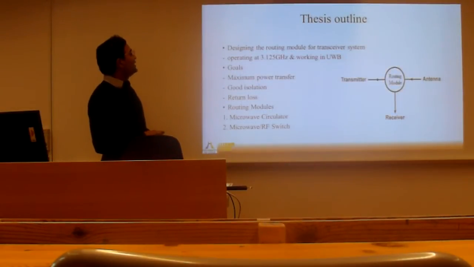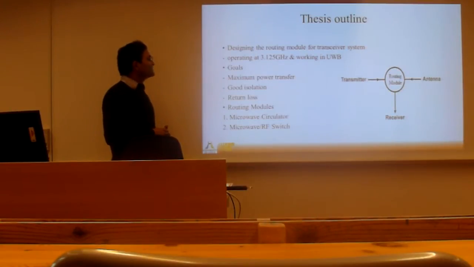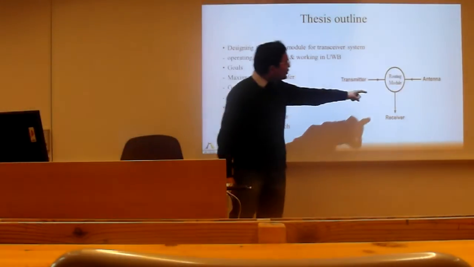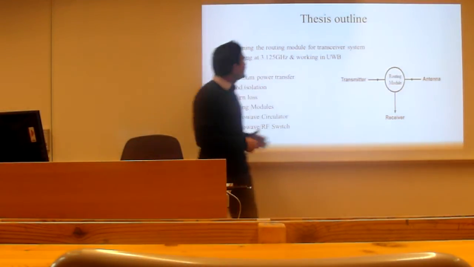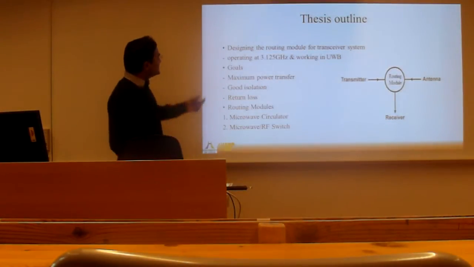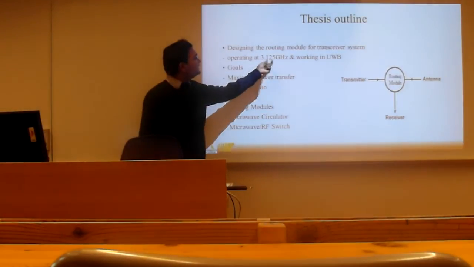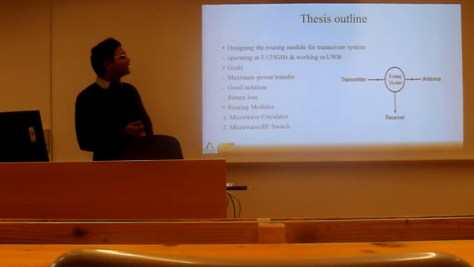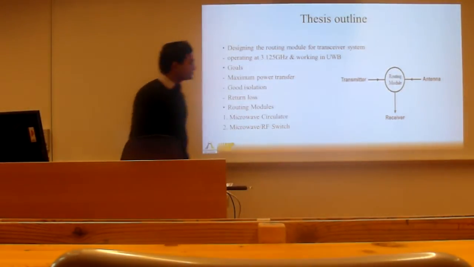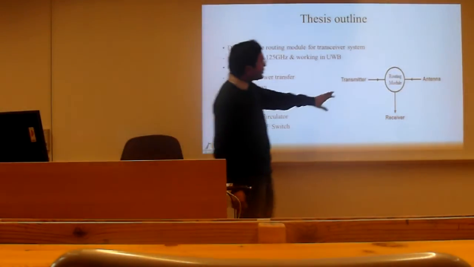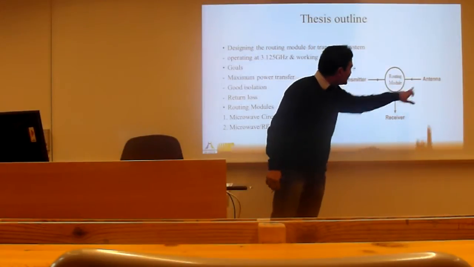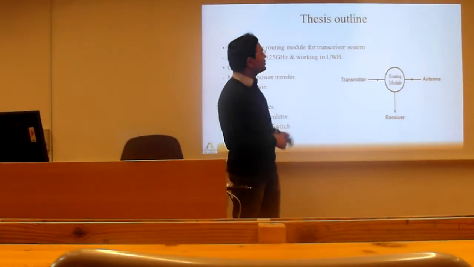First of all, this is the outline. The outline of this thesis is designing the routing module for the transceiver system. The basic block diagram of the transceiver system is shown here. This particular transceiver system must be able to operate at 3.125 GHz and it must be able to work in ultra wideband. From this block diagram we have a transmitter, antenna and a receiver, and a common routing module.